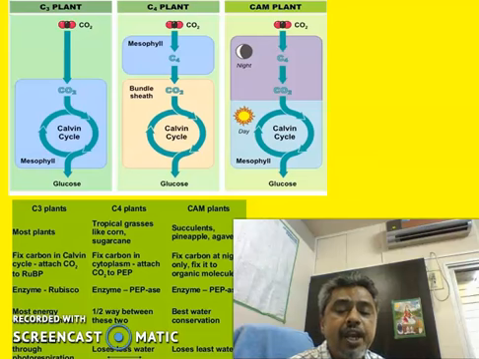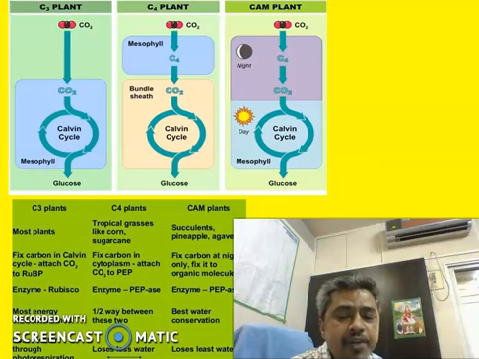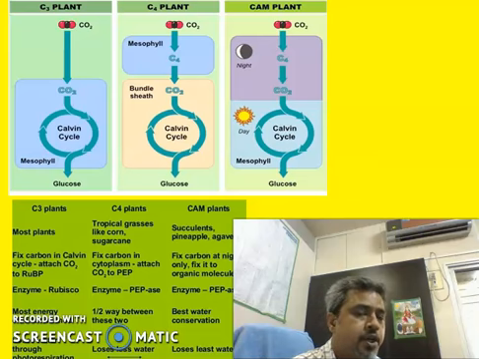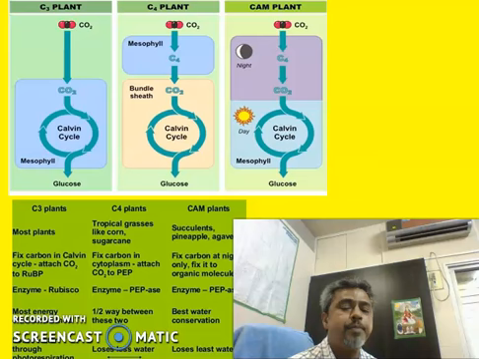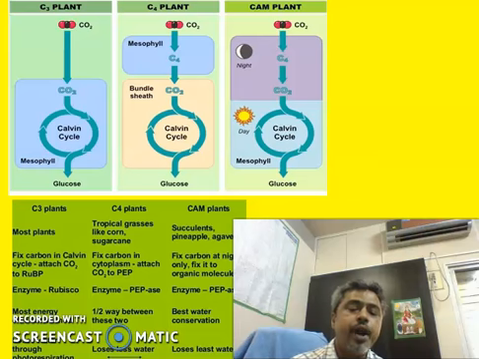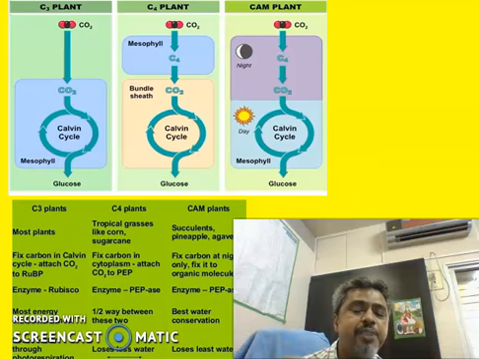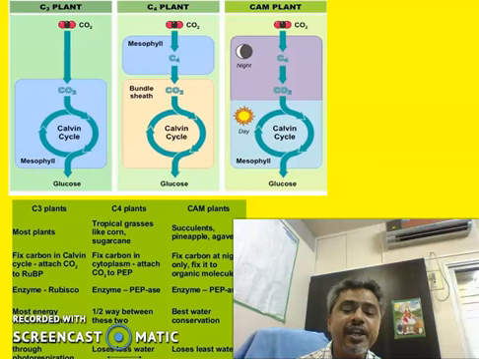It fixes carbon in the Calvin cycle, attaching CO2 to RuBP. Now in case of C4 plants, it fixes carbon in the cytoplasm, attaching CO2 to PEP. Now in CAM plants, carbon is fixed at night only into organic molecules. Now the enzyme is also different between C3, C4 and CAM plants. Generally CAM plants and C4 plants have the enzyme PEP carboxylase, and C3 has Rubisco.